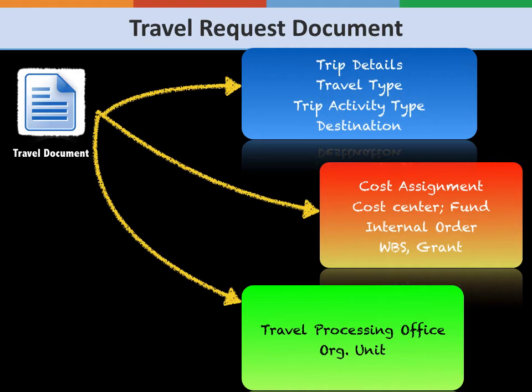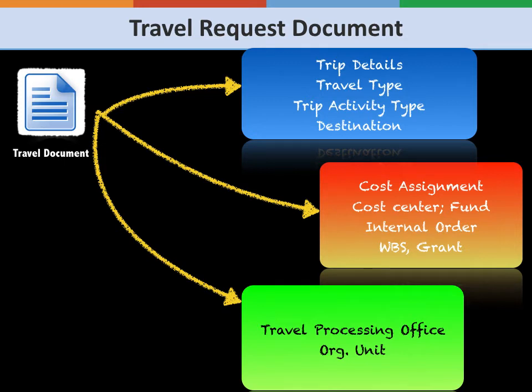If the travel document is $5,000, you can have a percentage split in the cost assignment for the total value of the document. However, there is no way you can split that itinerary 1, leg 1 will be given to cost center 1, leg 2 will be given to cost center 2, DSA will be given to cost center 3. That division is not possible. And the travel processing office is also managed by the org unit, which we described earlier.